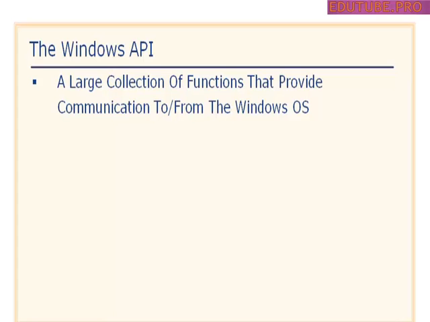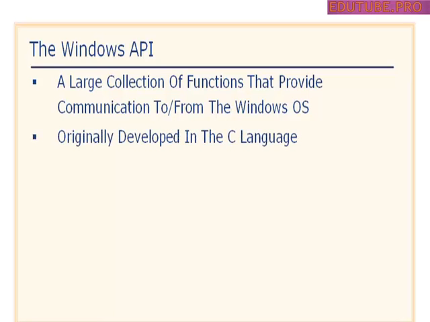Now let's take a little bit closer look at the Windows API. What the Windows API, or Application Programming Interface, actually is, is just a large collection of functions that provide communication between the Windows operating system and your program. So when we want the Windows operating system to do something, there's a function that the original Windows development team has exposed to us so that we can cause certain things to happen.